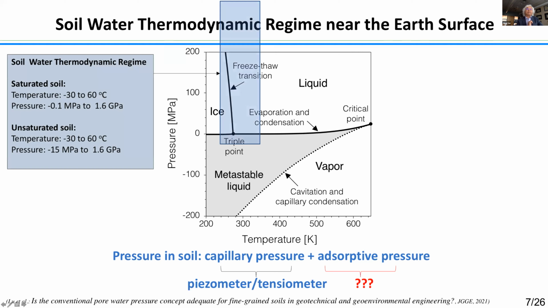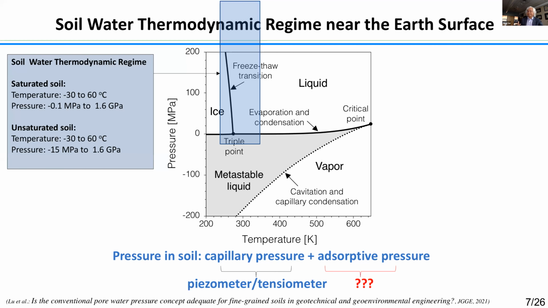Now, if you look carefully at the region where we are dealing with temperature and pressure for soil water, under such a condition, we typically experience minus 30 degrees. Sure, there are some places in the polar regions that could be lower than that, but most of the time it's minus 30 degrees C to positive 60 degrees C. Of course, it can also exceed that, I'm just giving a range here. And under such a condition, you can have pressure from negative 0.1 megapascal to compressive 1.6.